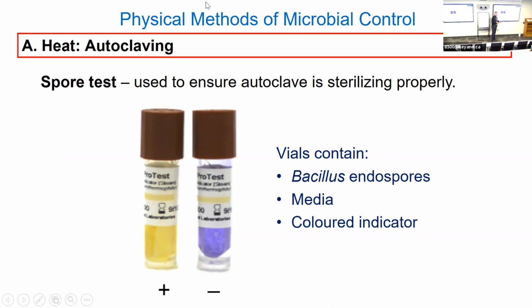Basically, you have a little vial, and it has endospores in it. You stick it in the autoclave, and then you incubate it for a bit. And if it changes color, it means the autoclave didn't work. If it stays yellow, then it means the autoclave did work. So just kind of an interesting little tidbit for you.